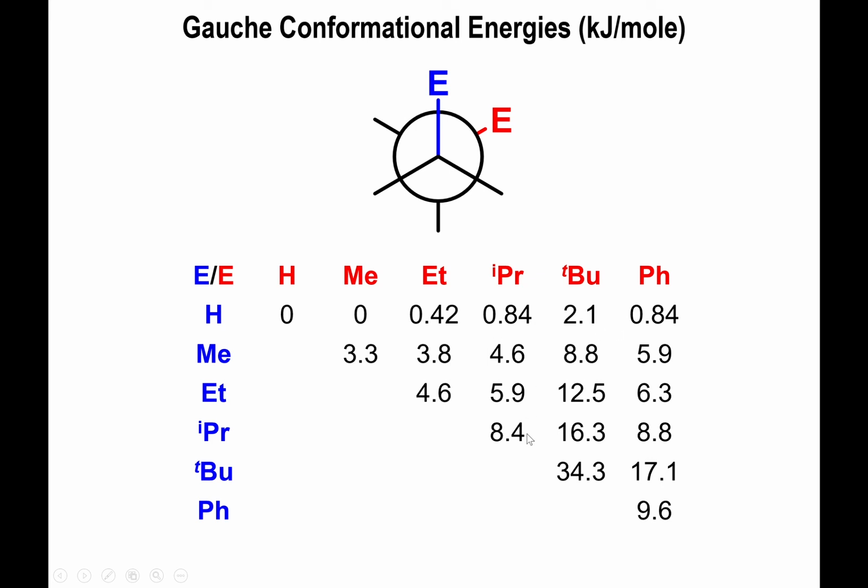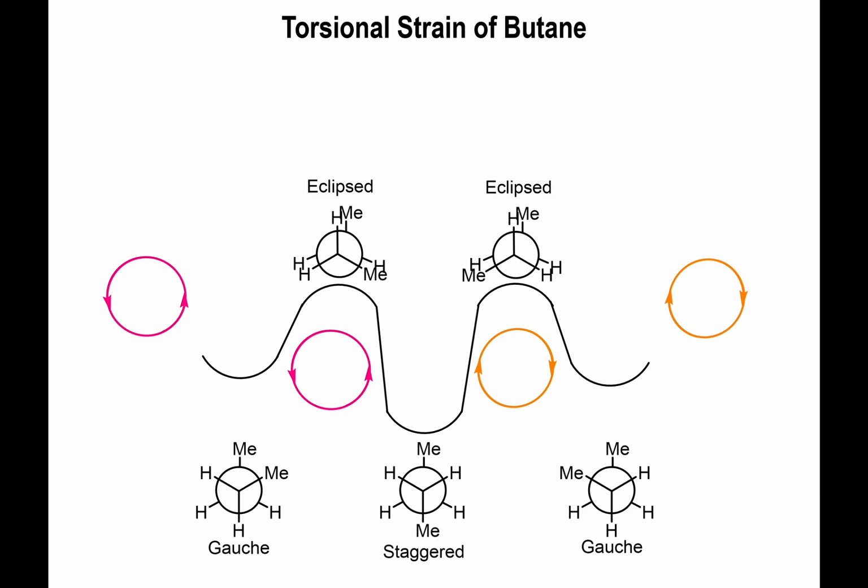Now notice that the values are smaller than the ones for the eclipsed conformations. That's because we are not on top of each other, we're next to each other, which is not necessarily good, right? But it's not as bad as being on top of each other. So the values tend to be a little bit smaller. All right, so continuing on with the process.